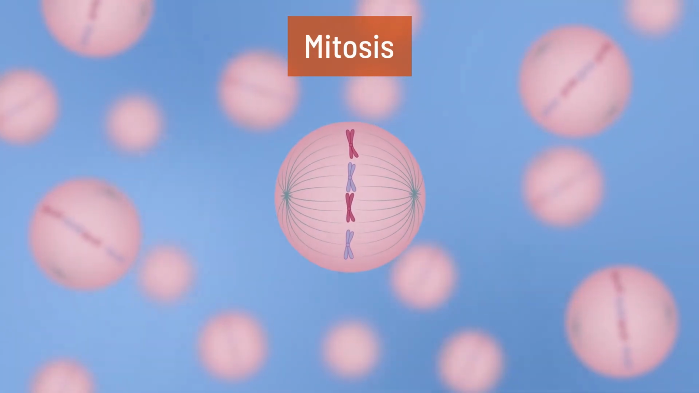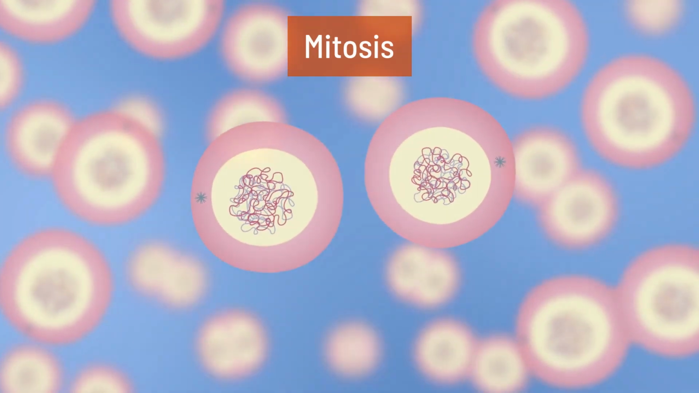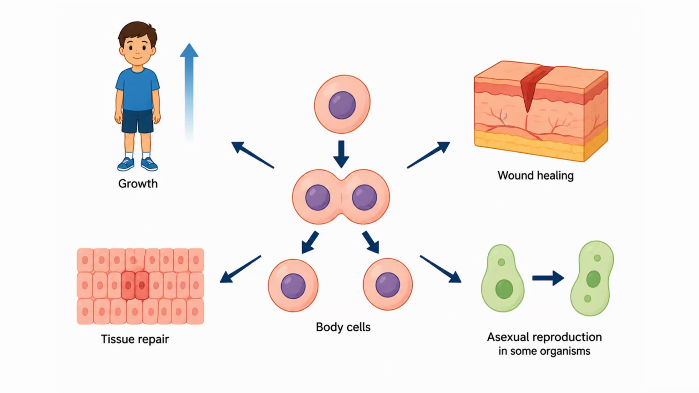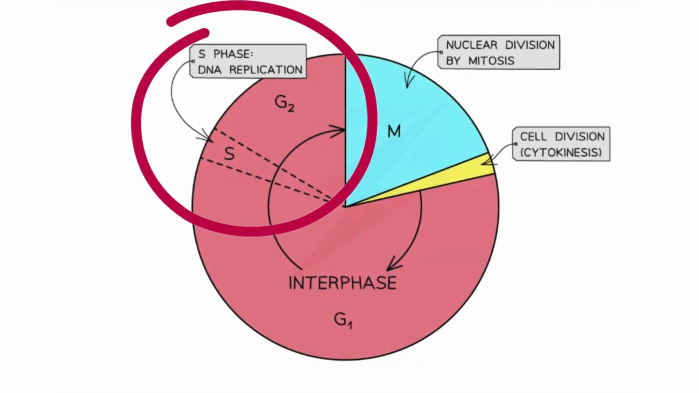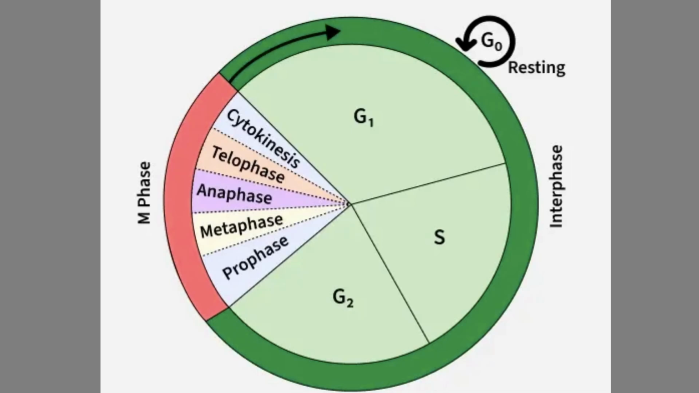Mitosis is the process of cell division that produces two genetically identical daughter cells with the same chromosome number as the parent cell. It occurs in body cells and is responsible for growth, tissue repair, wound healing, and asexual reproduction in some organisms. Before mitosis begins, DNA replication has already occurred during the S phase of interphase. Mitosis consists of several stages: prophase, metaphase, anaphase, and telophase, followed by cytokinesis.